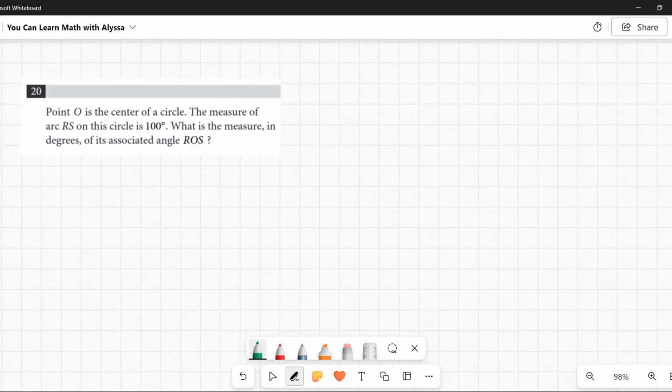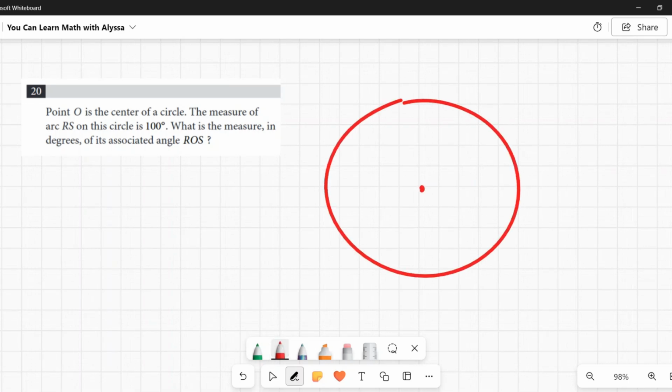Number 20, point O is the center of a circle. All right, so right off the bat, I'm going to draw a circle, and there's point O. The measure of arc RS on the circle is 100 degrees.